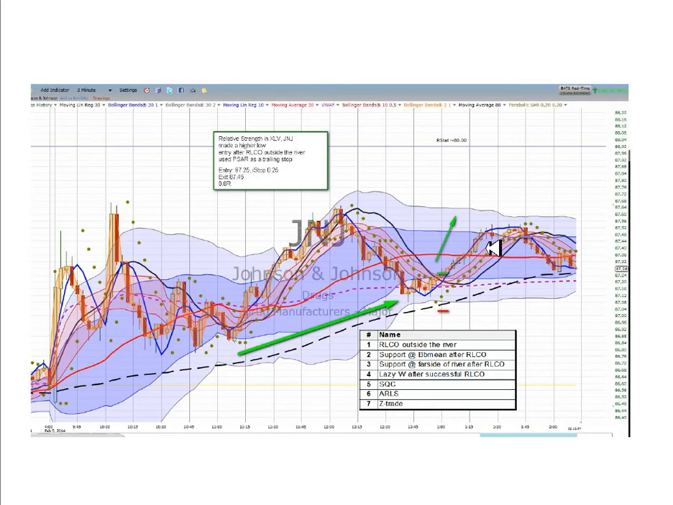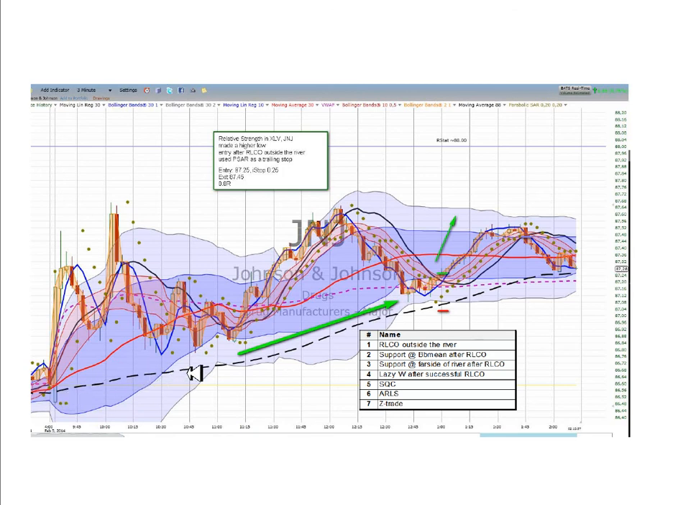This last one is a picture perfect trade from a guy in the chat room learning how to do the techniques here. And so what he's got is a relative strength in XLV. It was one of the strongest sectors in the S&P, and it was doing better than the S&P, and Johnson & Johnson was doing better than XLV. Made a higher low, so we can think of this as a lazy W after a successful RLCO.